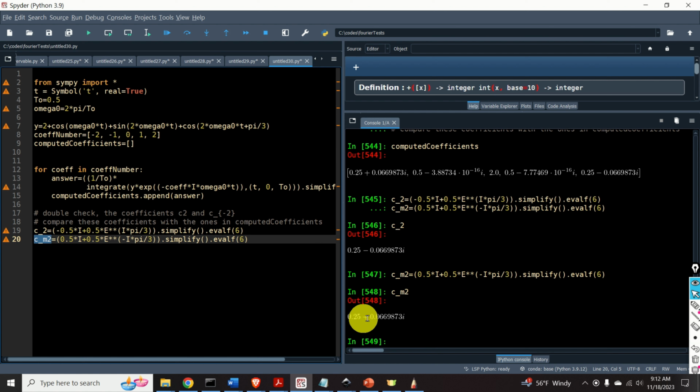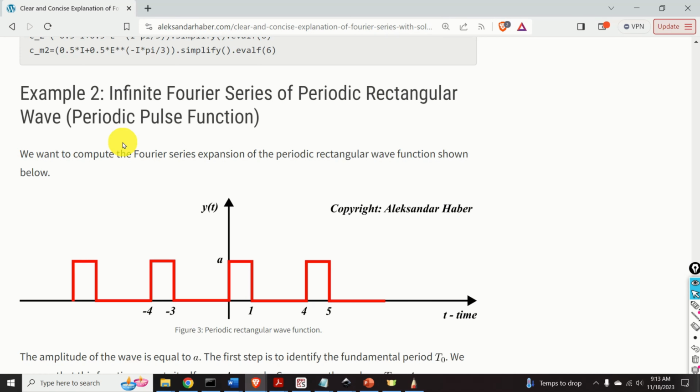Here it is. And I can see the number over here corresponding to C minus 2. And these two numbers are equal. Next, let us compute the infinite Fourier series of periodic rectangular wave.